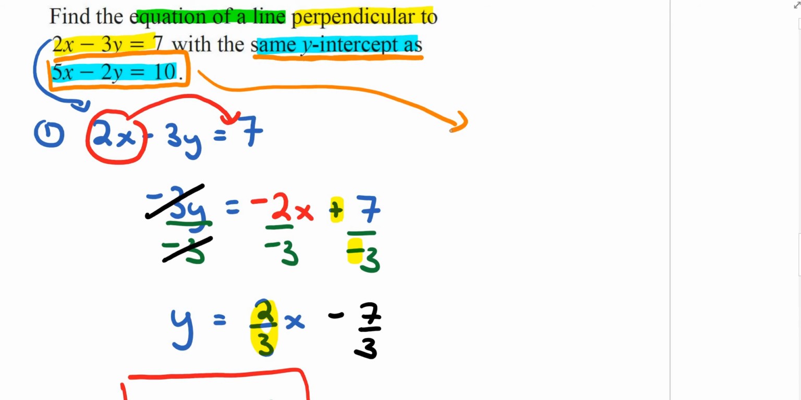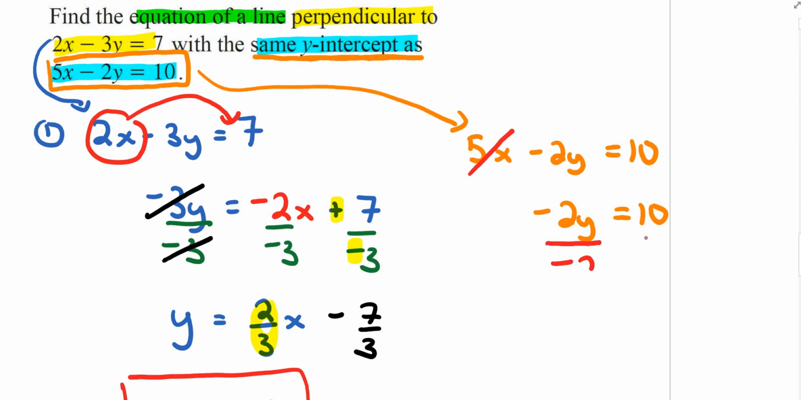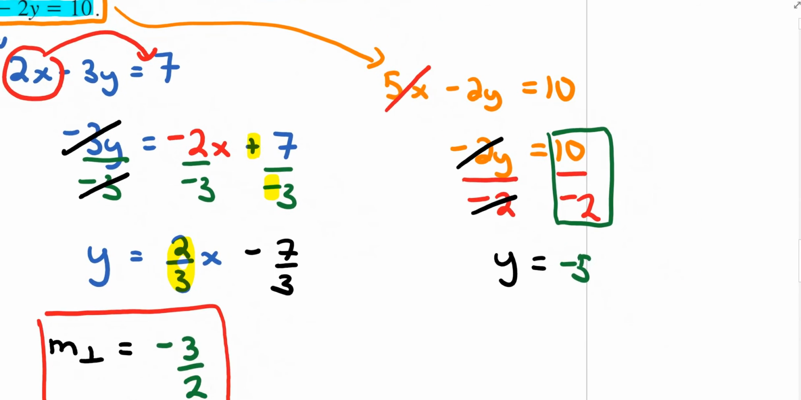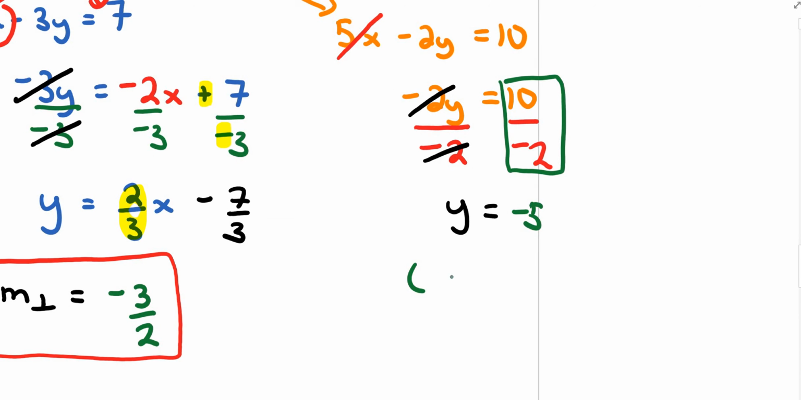Okay, the same y-intercept. So if we're dealing with a y-intercept, we know that for every single y-intercept, the x value always goes to 0. So that means I have negative 2y equals 10, and then you can divide both sides by negative 2. And then I know that the negative 2's just cancel off, giving you y equals, and 10 divided by negative 2 is going to be negative 5. All right, so my y-intercept is going to be (0, negative 5).